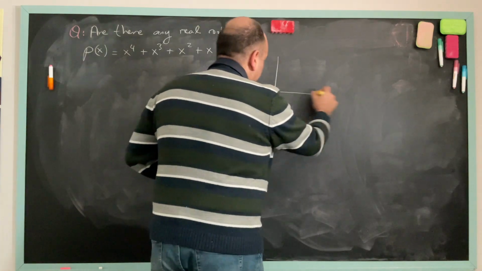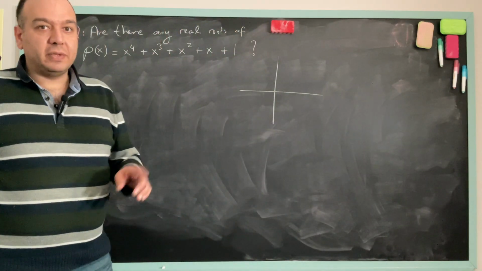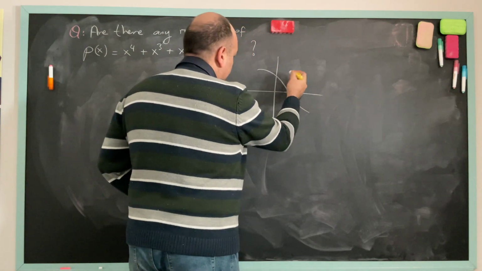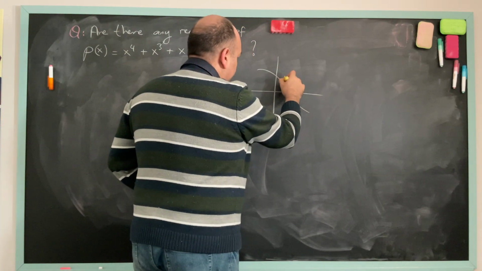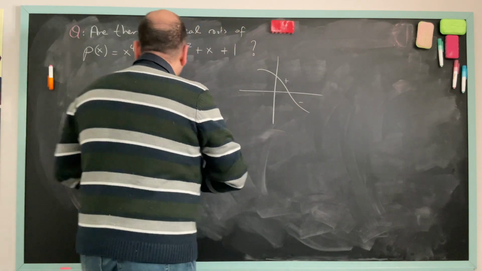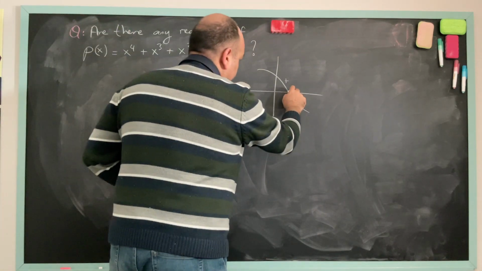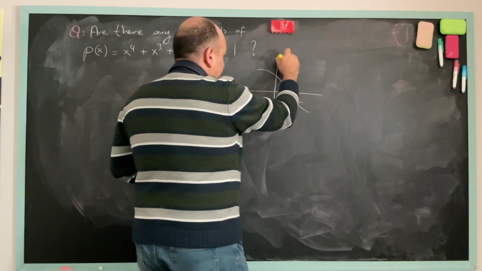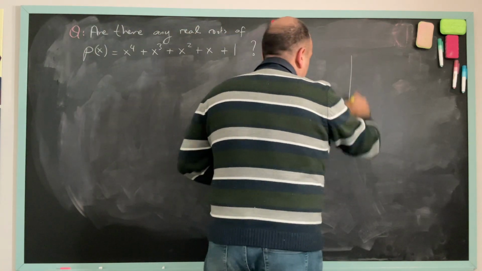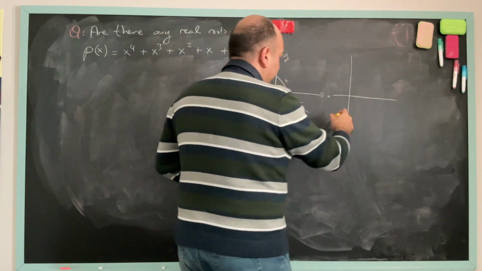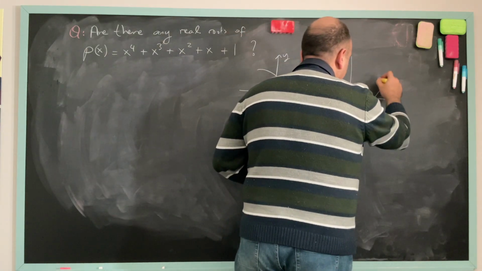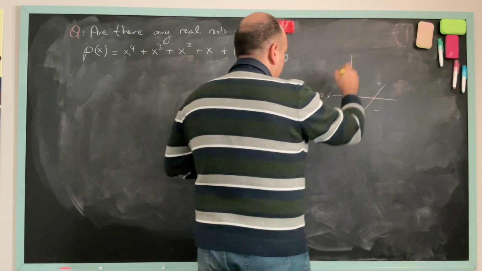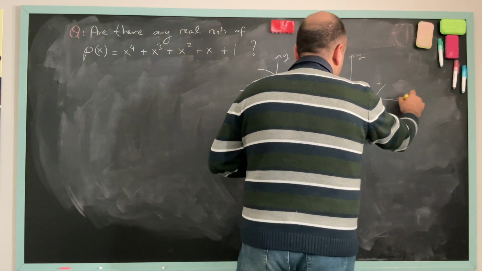When we have a continuous function, we may have a real root when the function changes sign, right? From positive to negative. So here we go. We have a real root here. By the way, this is my y-axis, x-axis. The second case, the function may go from negative to positive, right? So we also have a real root here. So it's y and x.